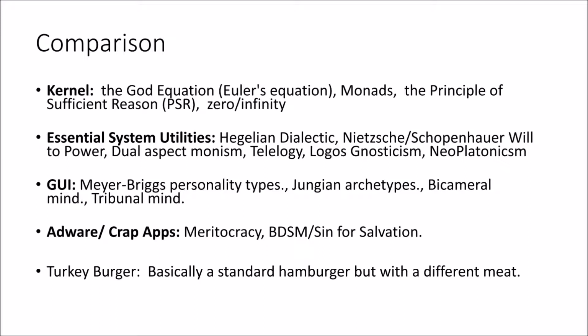So anyways, once you make the basic analogy, here's some fun things. I wrote a little entry on my blog post. Here's some of this kind of stuff I come up with. Like, here's how you can think of it: the kernel of ontological math is obviously the monads, the principle of sufficient reason, and the duality between 0 and infinity. And then here's some essential system utilities. It doesn't really matter. This is just kind of the fun thing.